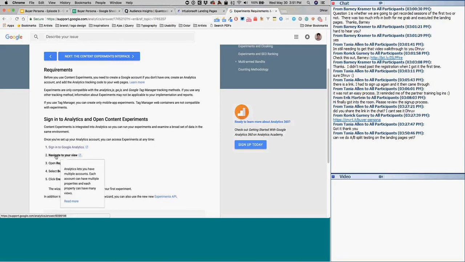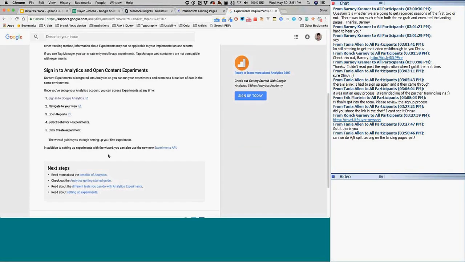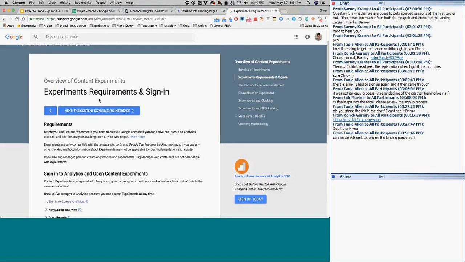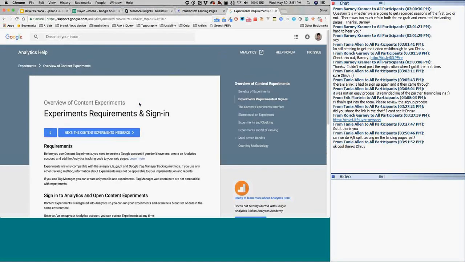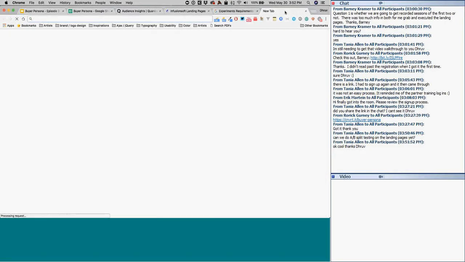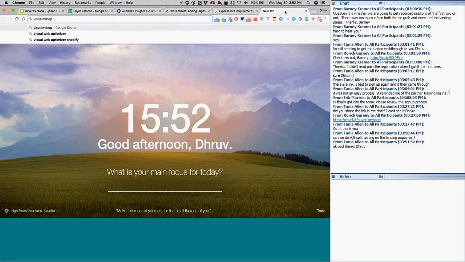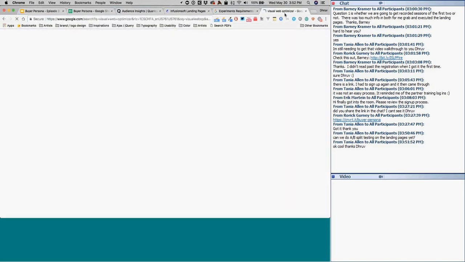So you sign into Google Analytics, navigate to your view, and I think they're putting everything under the Google Analytics umbrella, but you can use this, and you should be able to run A/B testing or any kind of split testing directly through here. Another tool that I know you can use is Visual Web Optimizer, right here.